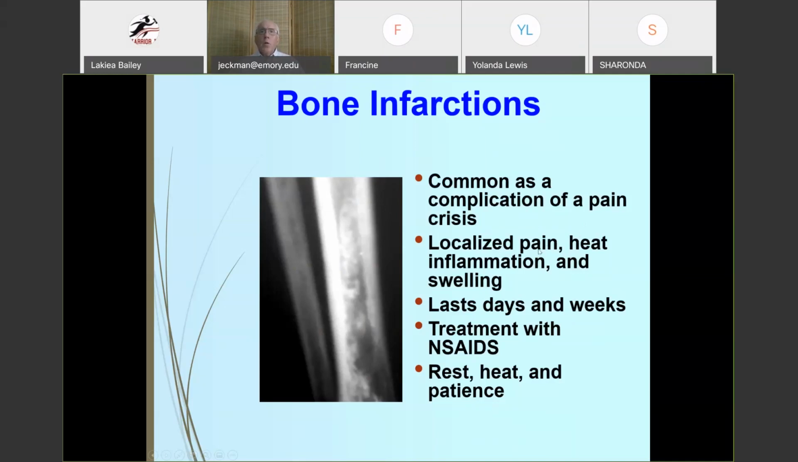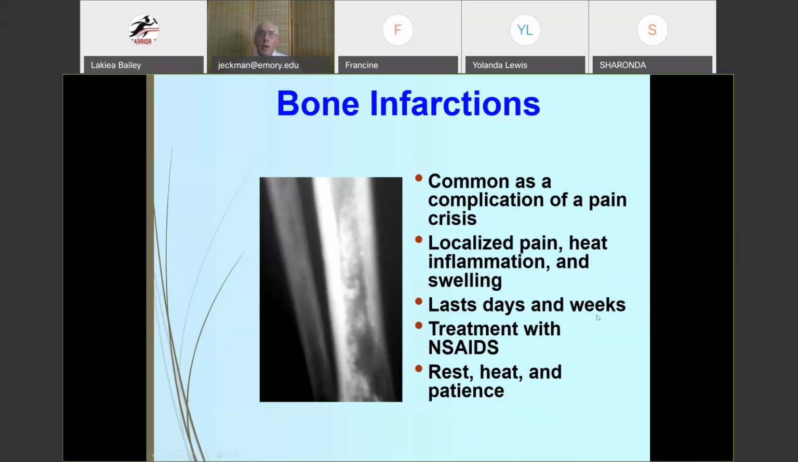The pain becomes localized to one area, often the shins or the long bones of the arm. It's often accompanied by heat and inflammation with swelling, and it's very often confused with infection of the bone, which is called osteomyelitis. But this isn't the result of infection, it's just the result of the blood flow stopping. The other characteristic here is that this can last for a long period of time. It usually lasts many days, sometimes several weeks, or even occasionally a month or two.